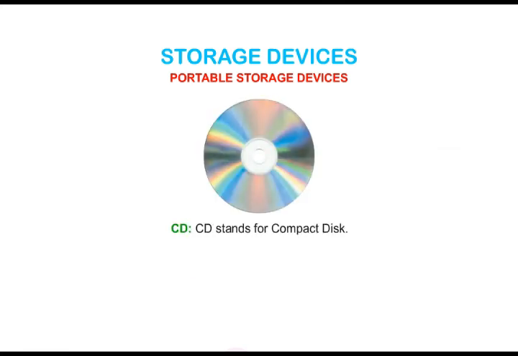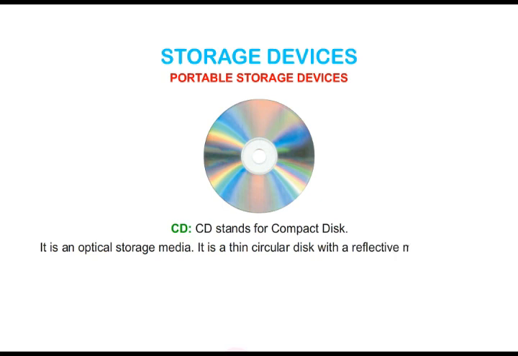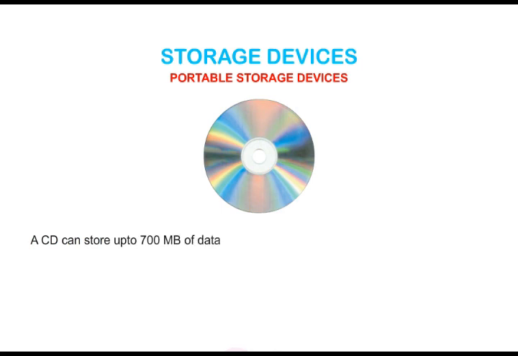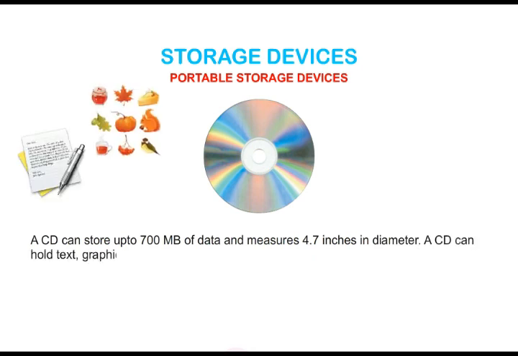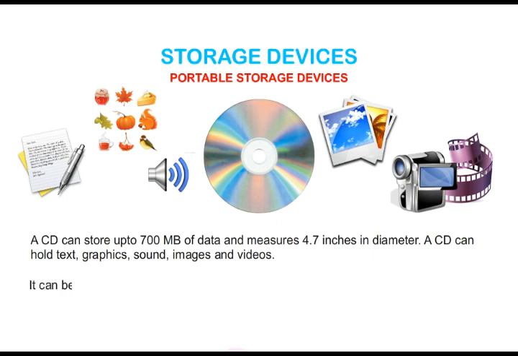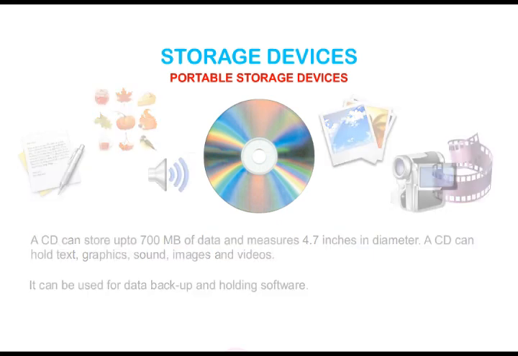CD stands for compact disc. It is an optical storage media. It is a thin circular disc with a reflective metal coating. A CD can store up to 700 MB of data and measures 4.7 inches in diameter. A CD can hold text, graphics, sound, images, and videos. It can be used for data backup and holding software.